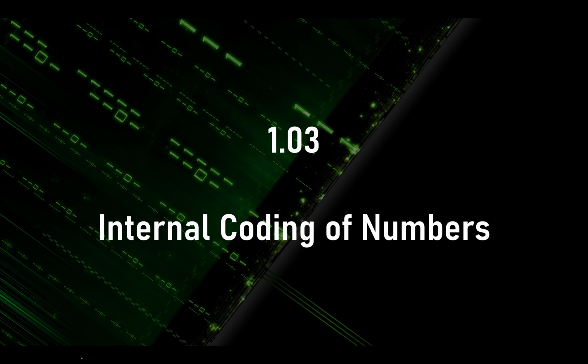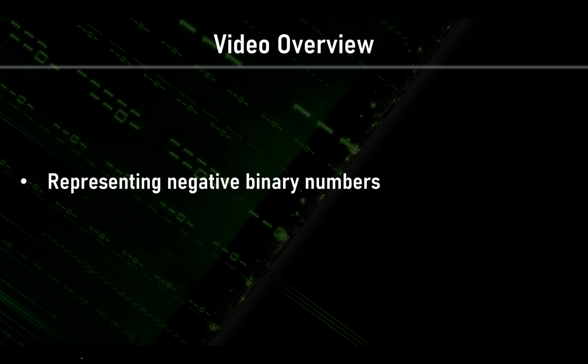Welcome back to the next Unit 1 video. In this video we're going to cover the internal coding of numbers, or effectively how we can represent numbers in binary form. I think currently we've looked at positive numbers a couple of times, but this time we're going to look at how we can represent negative numbers in binary.